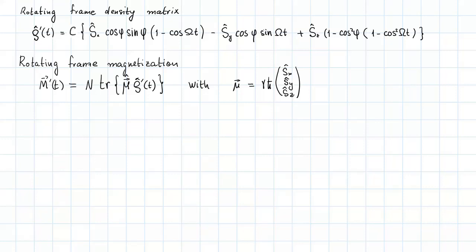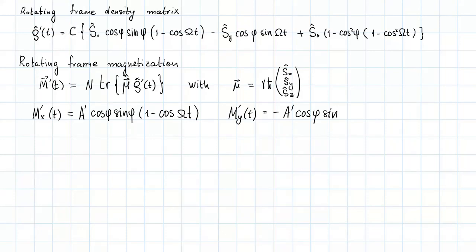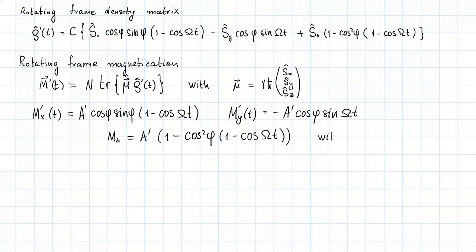Via simple direct calculation, I obtain the three components of the spin magnetization vector, mx prime, my prime, and mz prime. Here, A prime is a new constant factor. With this general result, I can consider several important cases.